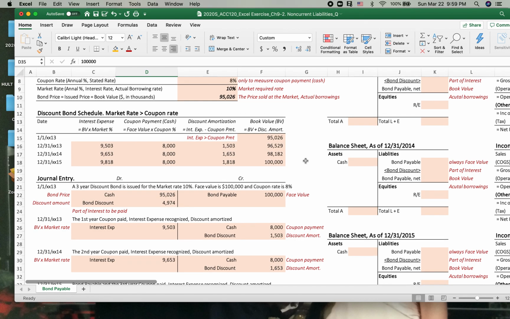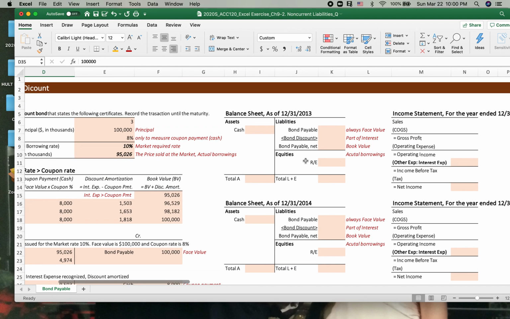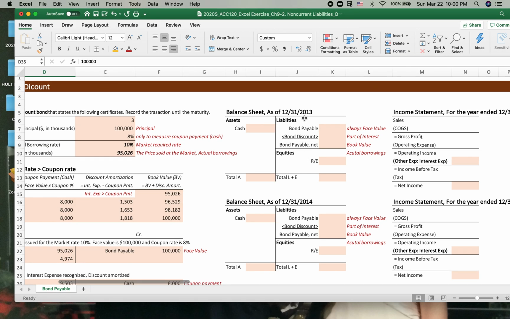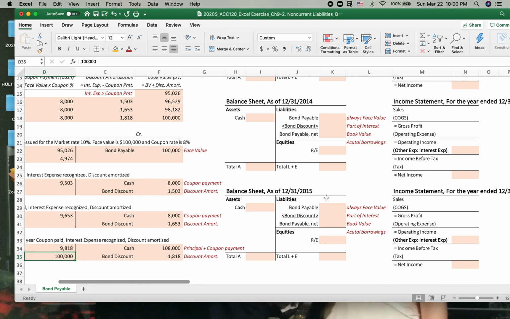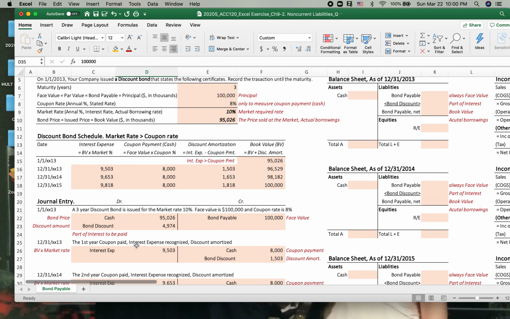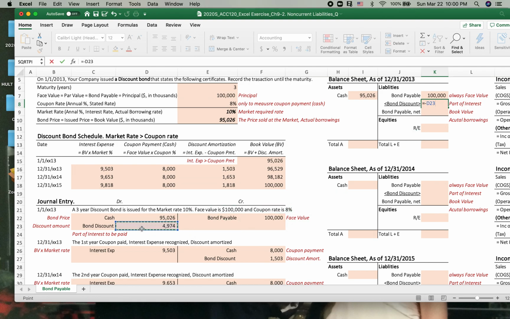Then let's link all the journal entries into the balance sheet and income statement from year 13 to year 15, for 3 years. Okay, here cash is up by 95,000, which is the actual borrowing amount, and the bond payable increased by 100,000. You have to be aware of this account one more time. The bond discount is a contra account that reduces the bond payable to arrive at the bond payable net amount. So it should be negative. That's why you record it on the debit side.